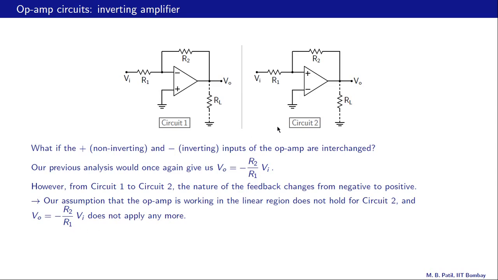In circuit 2, the feedback turns out to be positive, and with positive feedback circuits become unstable, and therefore this assumption that the op amp is working in the linear region does not hold for circuit 2, and therefore all of this derivation goes for a toss. This relationship does not apply anymore, and therefore circuit 2 is not an amplifier. It turns out that circuit 2 is also useful for some other purpose, and we will discuss that later.